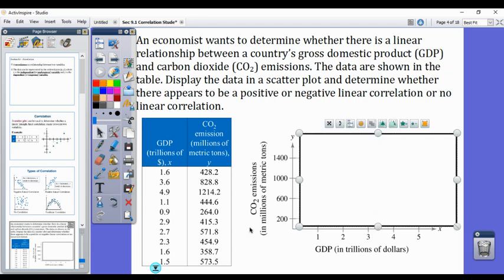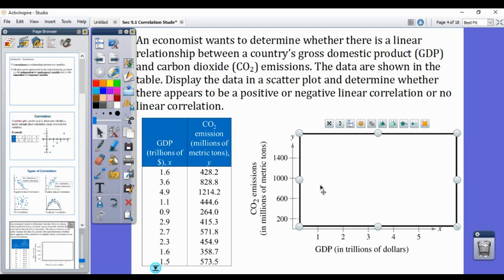I found that by looking at my data here and noticing that the GDP ranges from a little bit under 1 to 4.9, so that's pretty close to 5. And then here my CO2 emissions, the largest value is about 12,000 and the smallest value is 264. So that's why I used that for my scale. Okay, so you're going to go ahead and plot the points. Pause the video so you can plot the points.